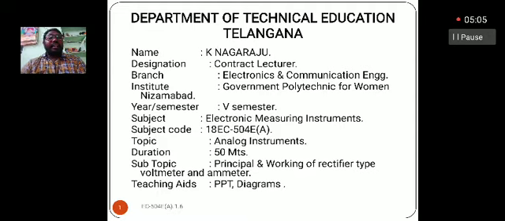In this entire presentation, we are going to explain the rectifier type voltmeter and ammeter, that is, how they convert the AC input signal to the DC output. That is the main concept. Here we are discussing the principle and working of rectifier type voltmeter and ammeter. This is the introduction to this particular topic.